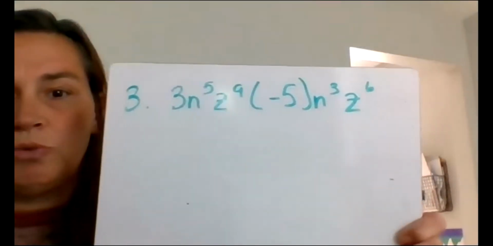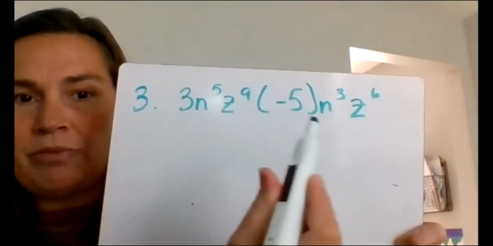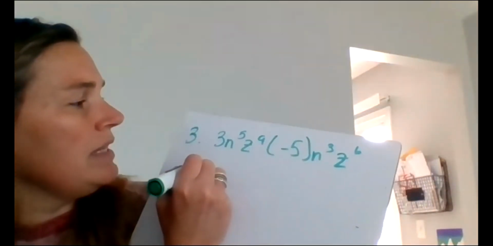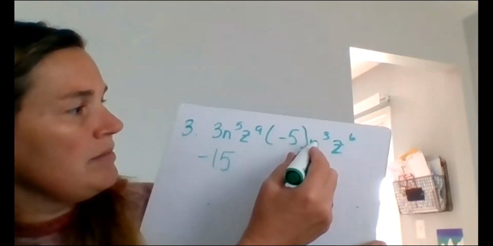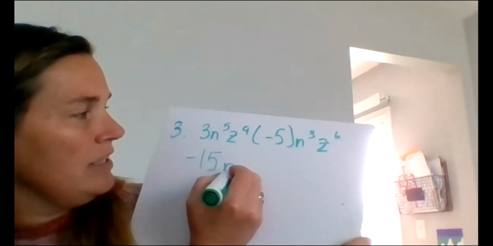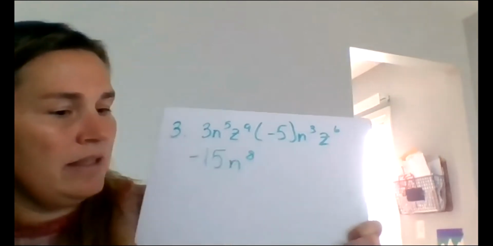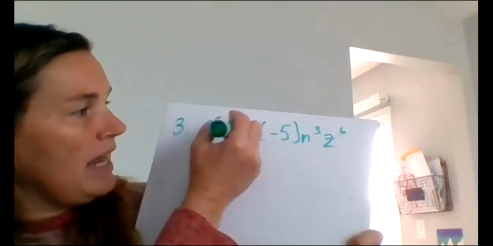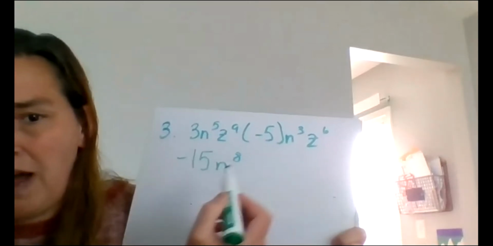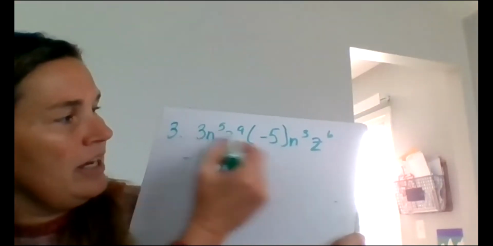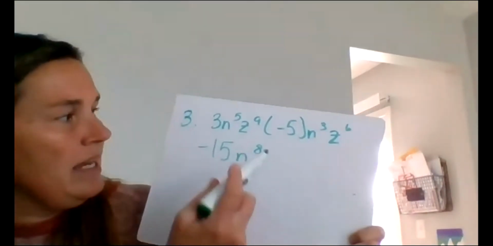So I'm going to use the rule that I just learned. I can take my 3 and my negative 5 and make that negative 15. I have n to the 5th times n to the 3rd, which is going to give me n to the 8th. And I have z, because I added 5 plus 3. If I wrote it all out, there would be 5 n's here and 3 n's there, which would give me n to the 8th.